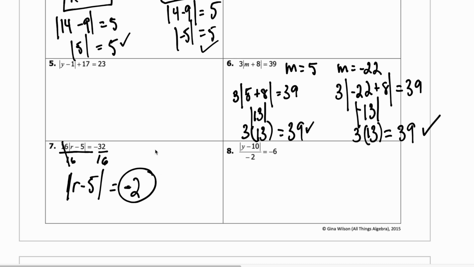So in this case, it would be a no solution problem because nothing can be a negative distance away from 0. No other number can be.